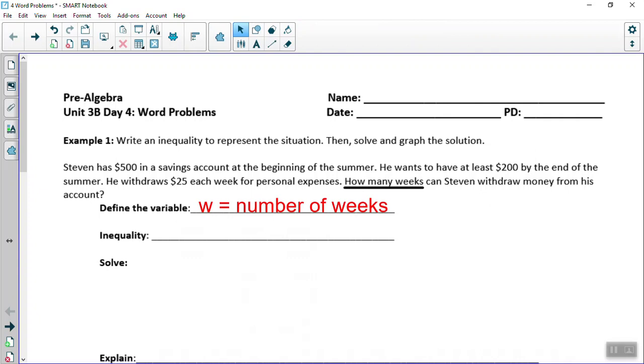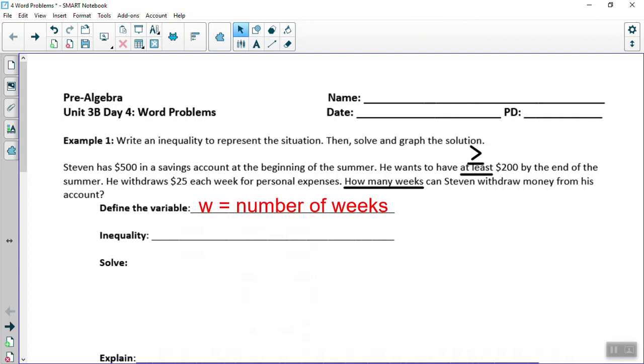All right, now we can go ahead and we can write our inequality. I like to look for keywords that indicate the actual inequality symbol that we're going to use. And then I go from there. So he wants to have at least $200. Right? At least, that's a minimum. That's the minimum amount of money that he wants to have at the end of the summer in his bank account. So that means he could have more. Right? So that means we're looking at greater than or equal to $200 in his account.